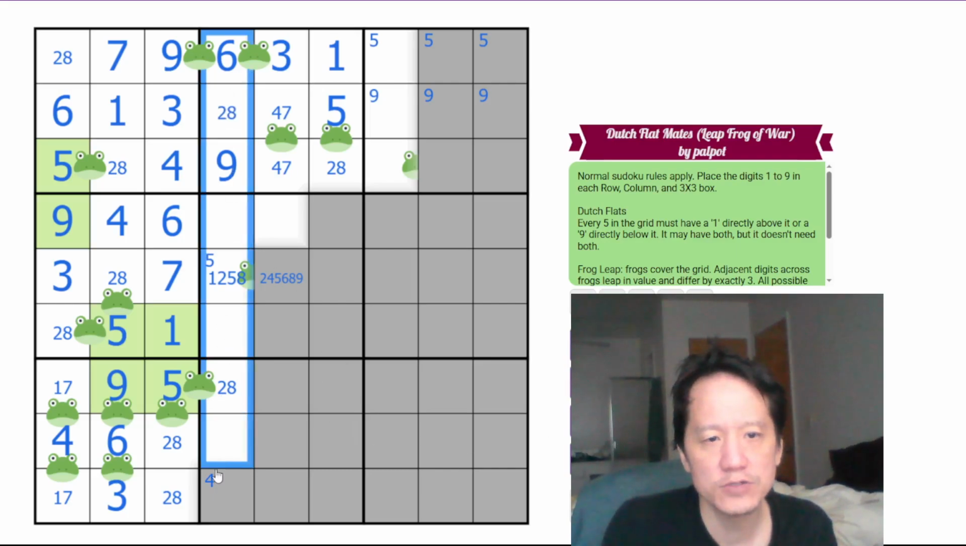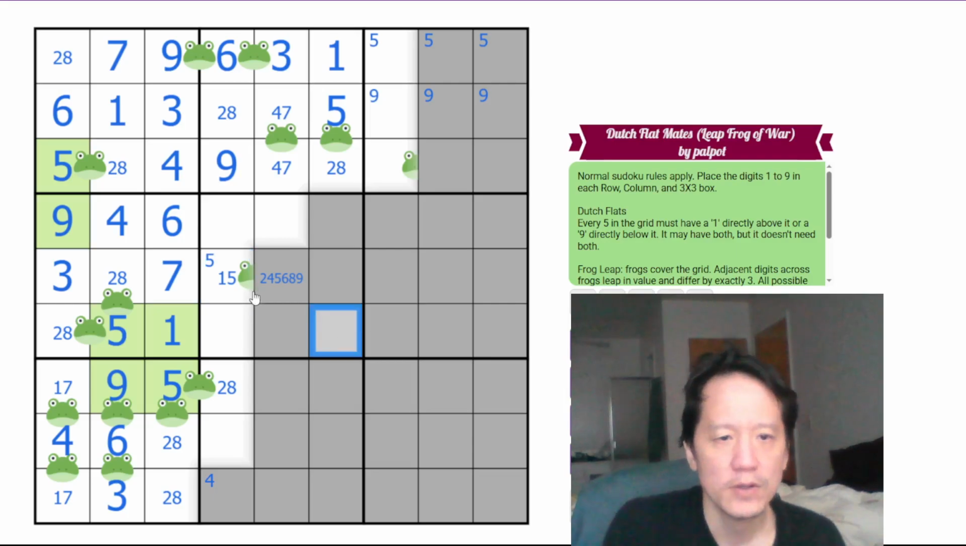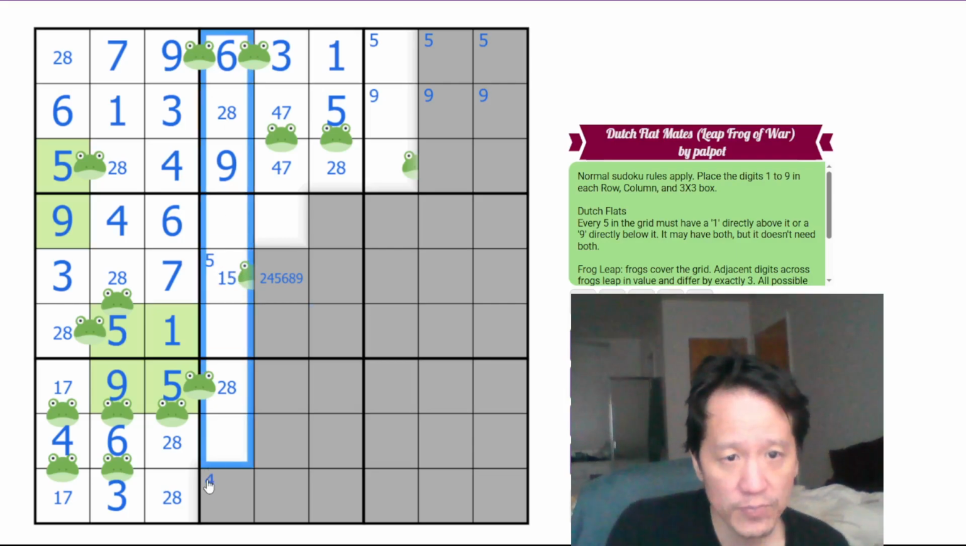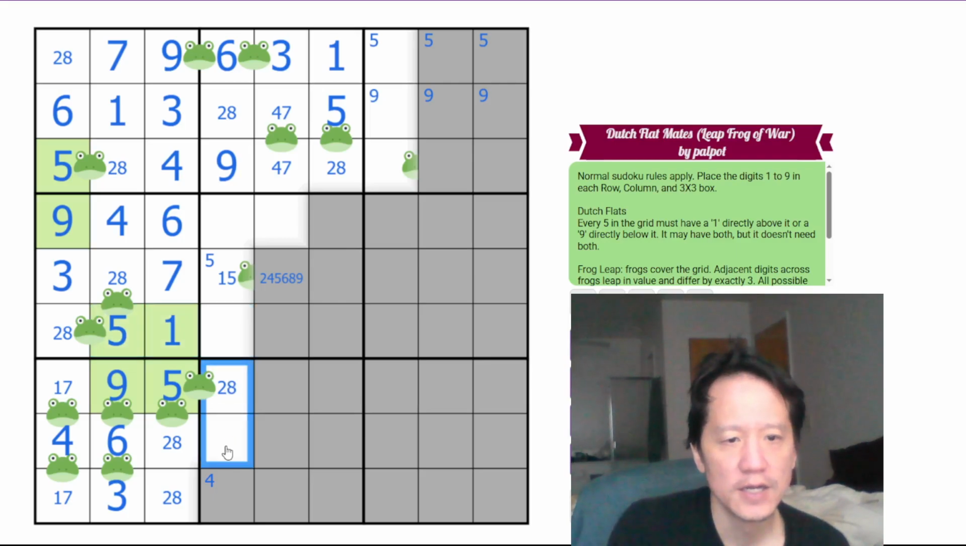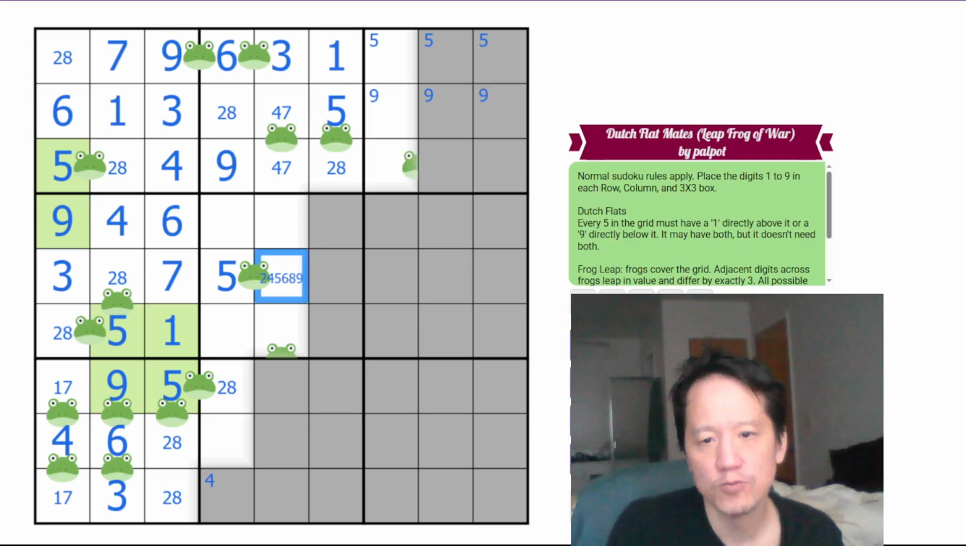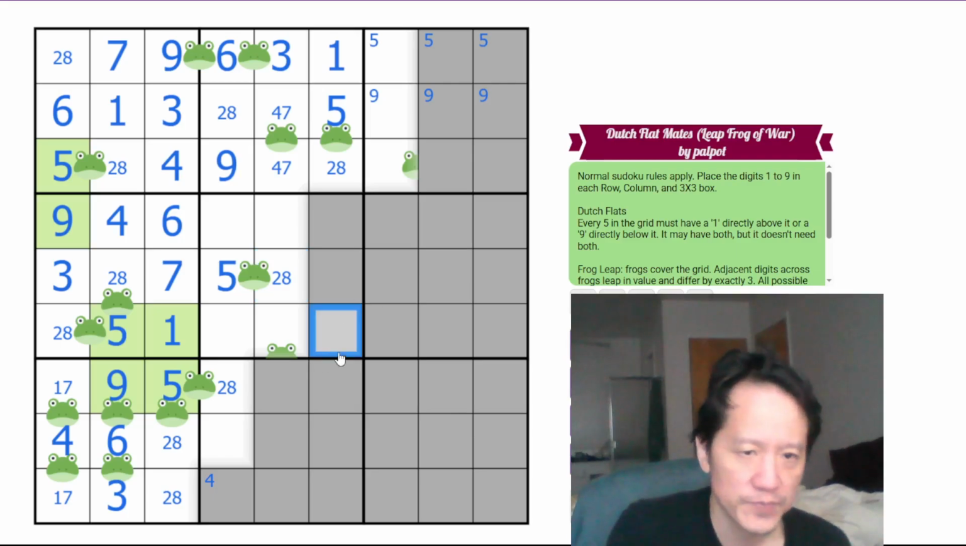We have a 2, 8, 2, 8 pair in column 4, which eliminates 2 and 8 from the rest of the column. Also, where can the 5 be? 5, again, cannot be here because if this is 5, it doesn't have a 1 above it or a 9 below it. This can't be 5 because of this 5. This can't be 5 because it's in a 2. It would be next to a 2 or an 8 without a frog between them. And this cannot be 5 because it's next to 2 or 8 without a frog in between. Therefore, this must be a 5, which makes this a 2 or an 8.